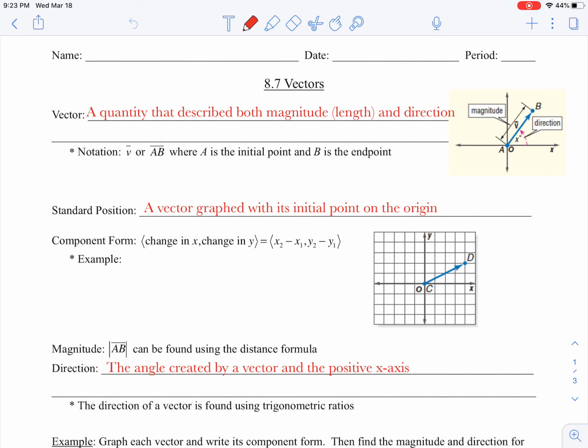You may have heard the term vector from Despicable Me, and if I remember, I'm hoping to attach a little clip for you from that movie.